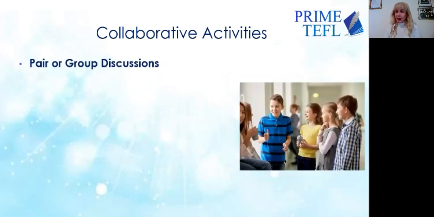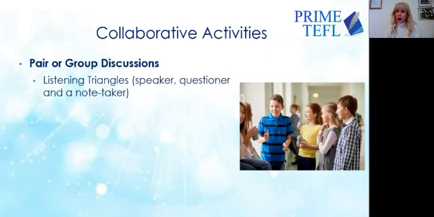So the first category of activities that you can use in class, and we'll see how collaborative learning can work, is pair or group discussions. When we're talking about discussions, what do we mean? Well, one way of doing this is to split them into listening triangles. Now, what is this exactly? You have three students working together, looking at each other, in a triangle form. One of the students is the speaker, and he talks about a topic that the teacher or the kids have chosen. The second student will assume the role of the questionnaire.